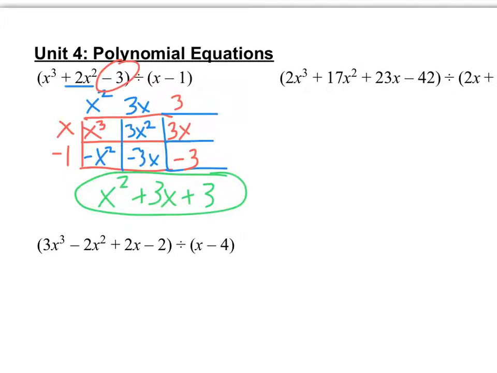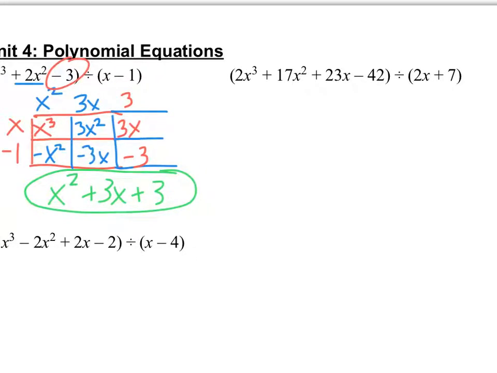All right. Now we got a little longer one, but we can do it.